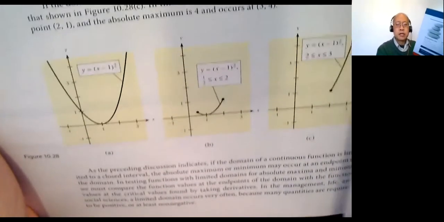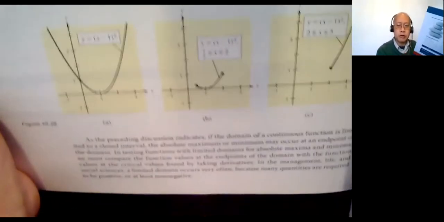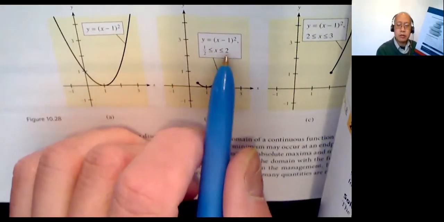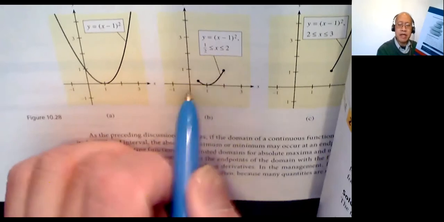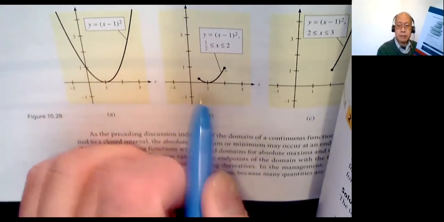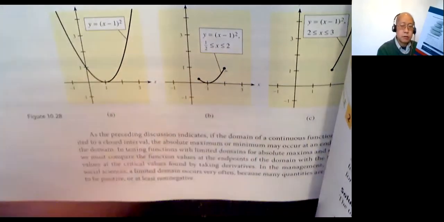So if I have a continuous function on a closed interval like this, closed interval from 1/2 to 2, including 1/2, including 2, your maximum or minimum might be at the endpoint, as you can see right here, right? So that looks like absolute maximum. That looks like absolute minimum.